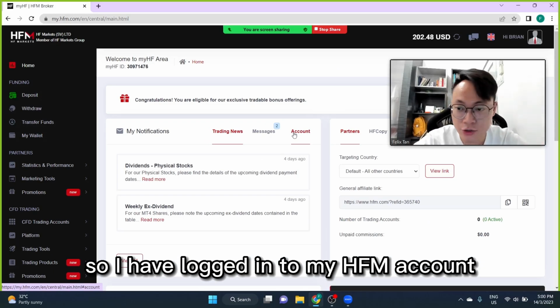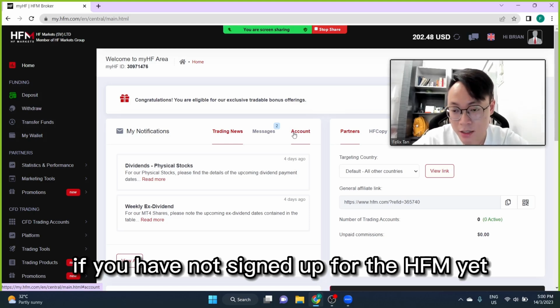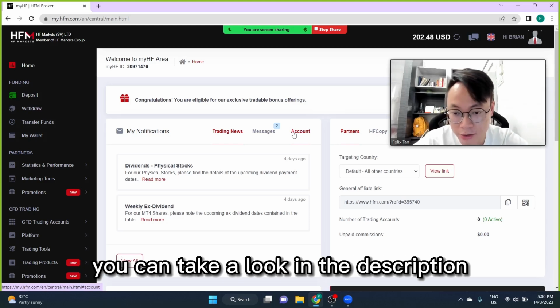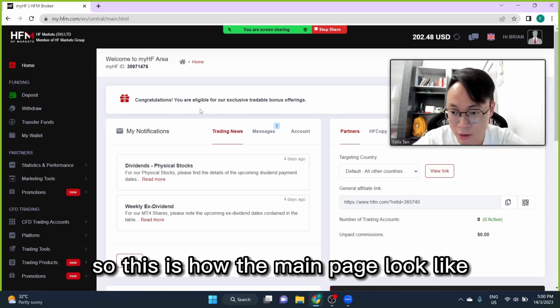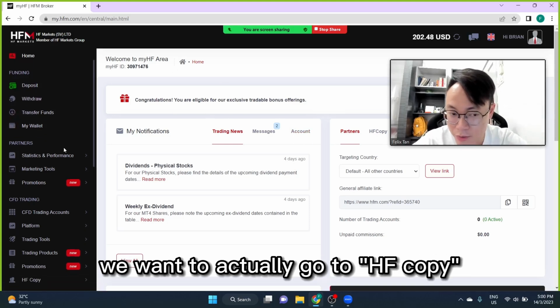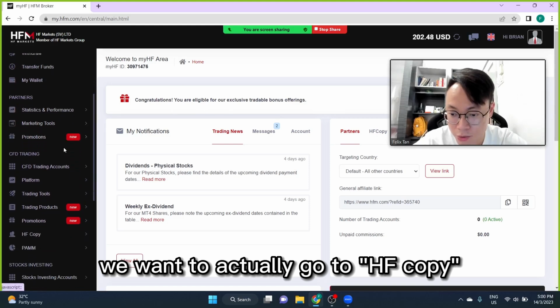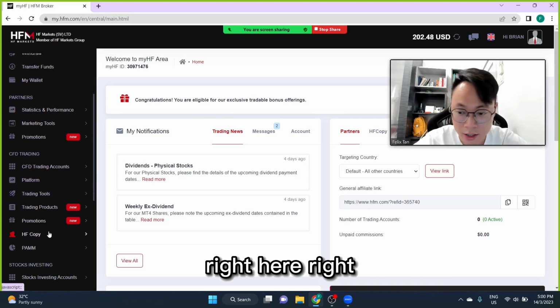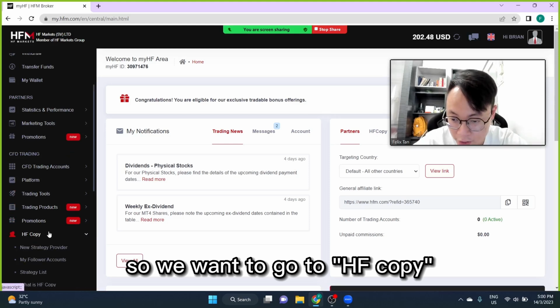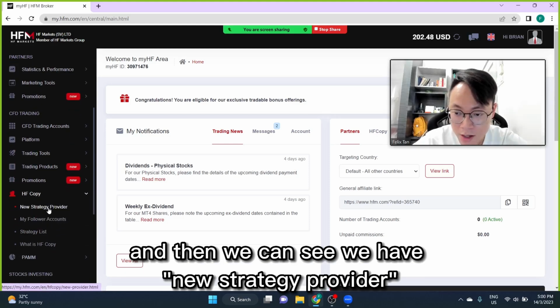So I have logged into my HM account. If you have not signed up for HM yet, you can take a look in the descriptions. So this is how the main page looks like. From the left side, we want to go to HFish Copy right here. So we want to go to HFish Copy, and then we can see we have new strategy provider.